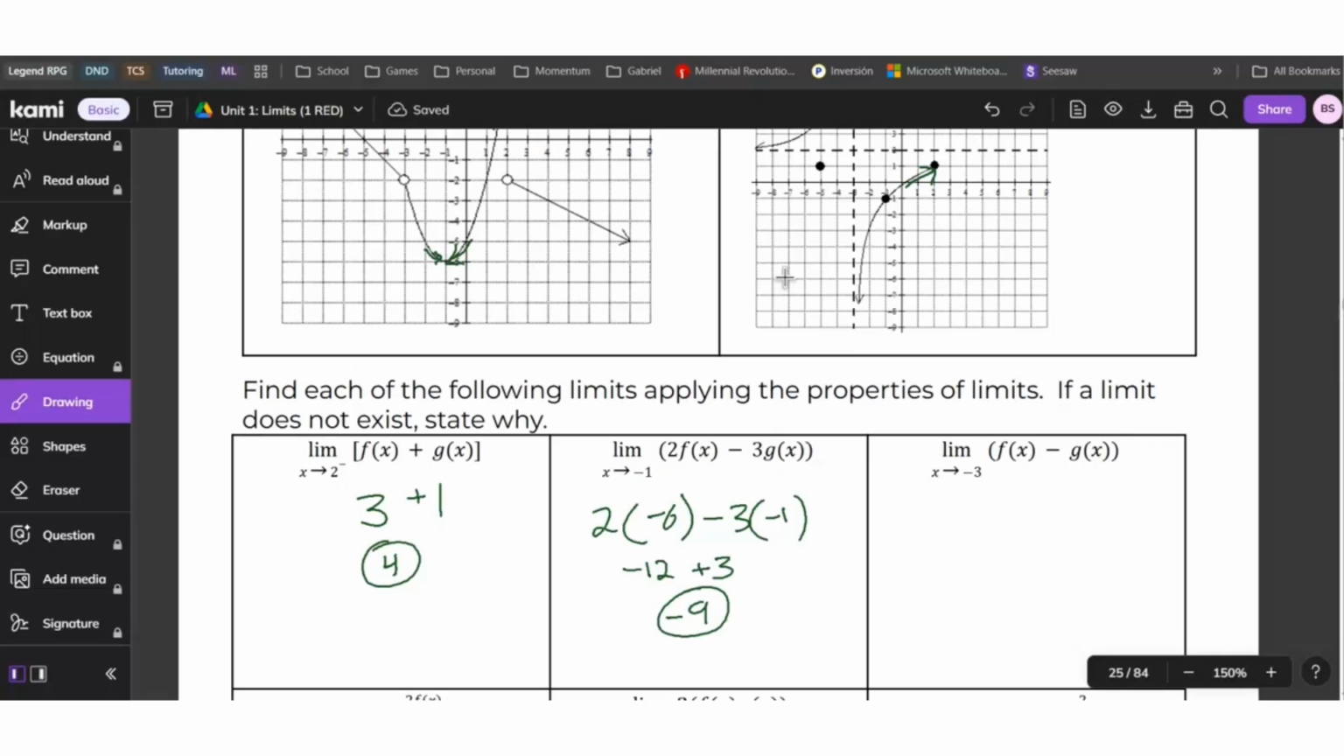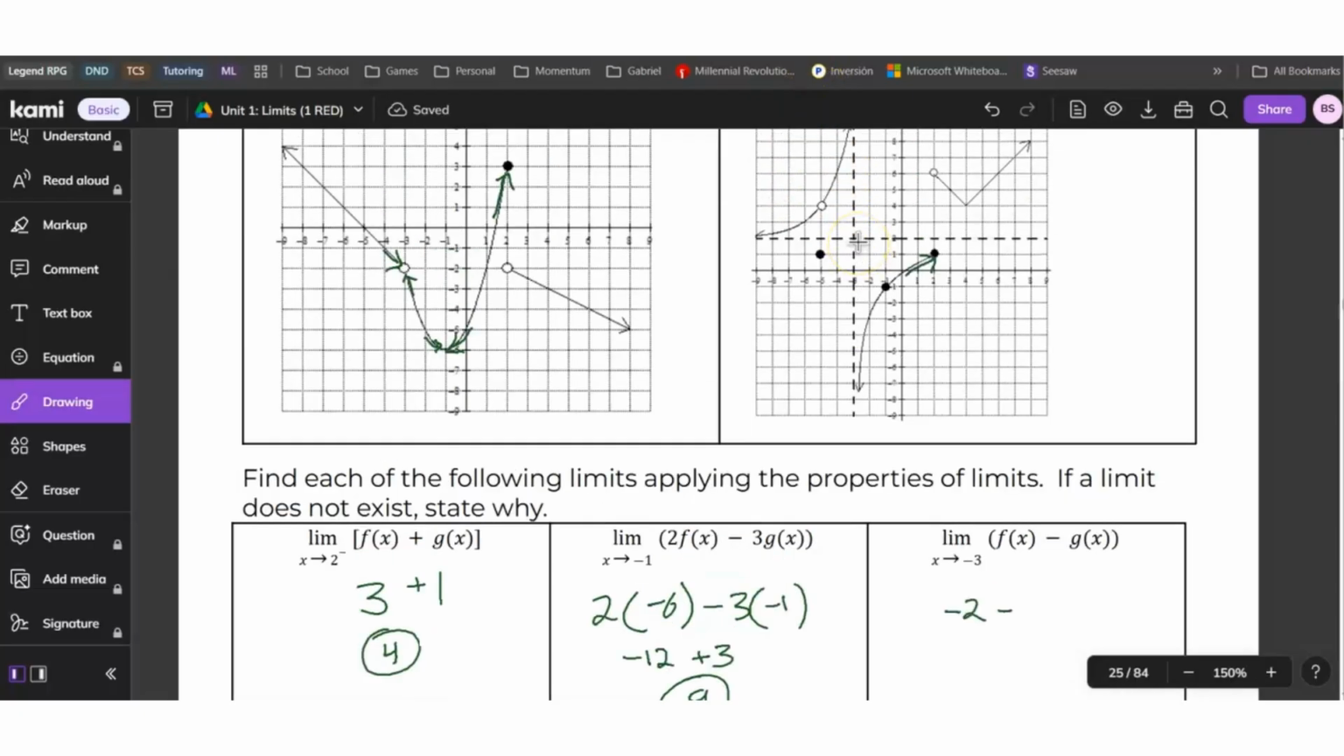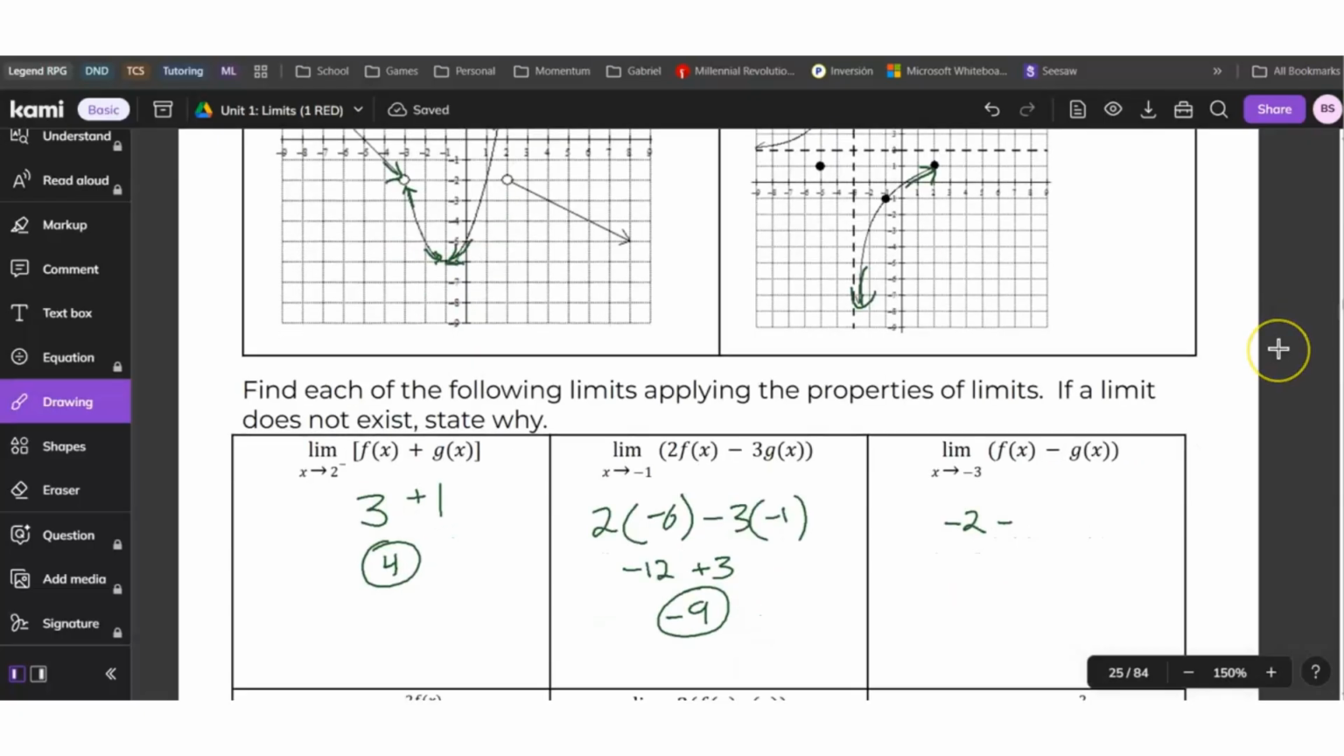All right, now we're going to approach -3. So for f of x, even though the function doesn't exist here, the limit is definitely approaching something here, right? What is it approaching? Yeah, exactly, -2. And then for g of x, as we approach -3, from the left, we're going up to infinity. From the right, so what does that mean? Doesn't exist. If part of it doesn't exist, the whole thing doesn't exist.